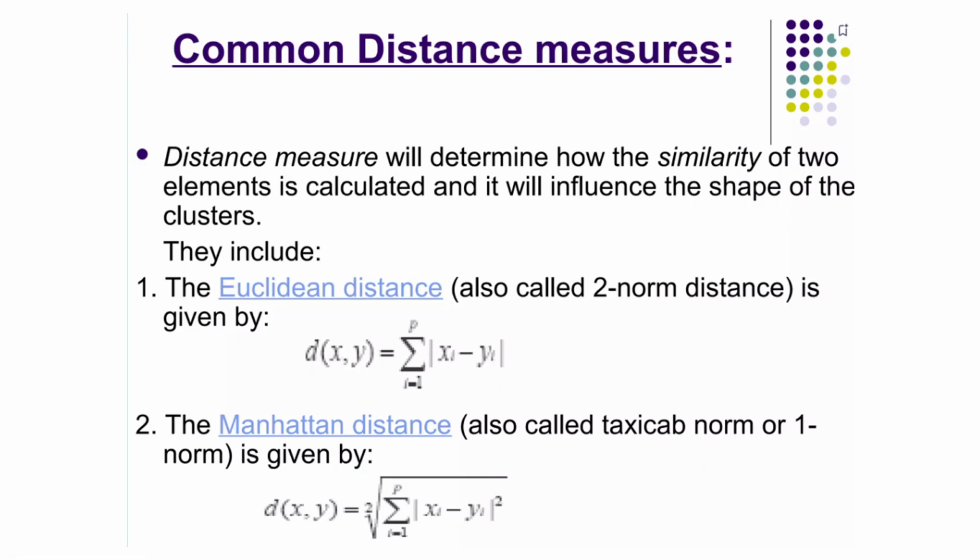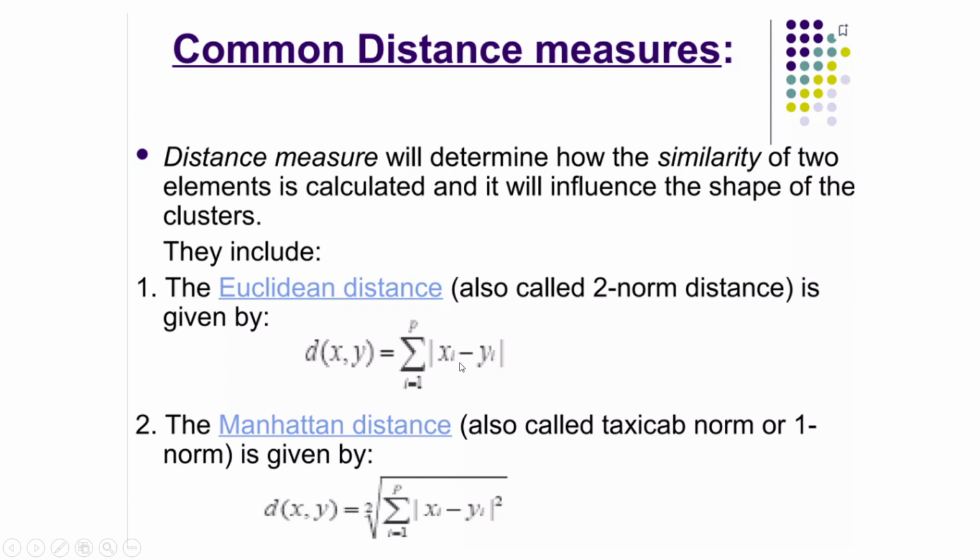Furthermore, we will discuss and use mostly Euclidean and Manhattan distance. Mostly we use Euclidean distance for two norm. Euclidean distance is also called two norm distance, whereas Manhattan distance is also called taxicab norm or one norm. Here are the formulas, where d(x, y) equals sigma of i equal to 1 to p, mod of xi minus yi.